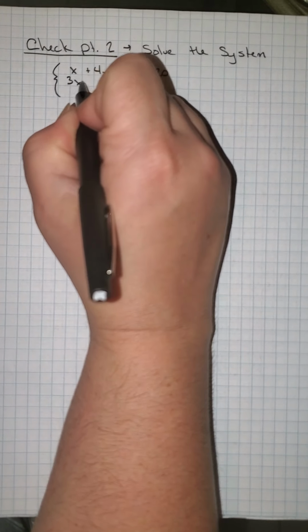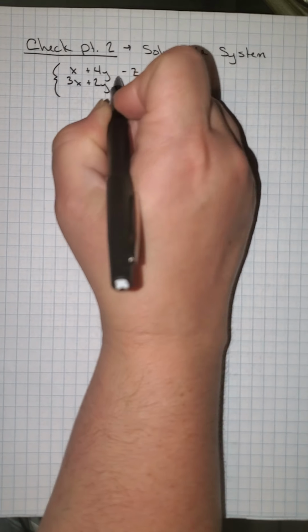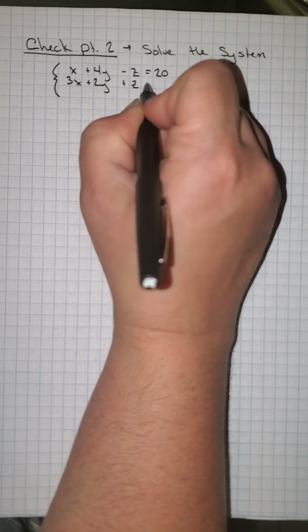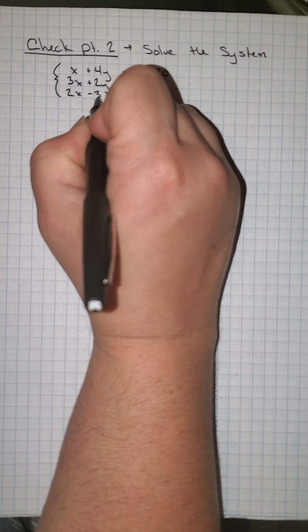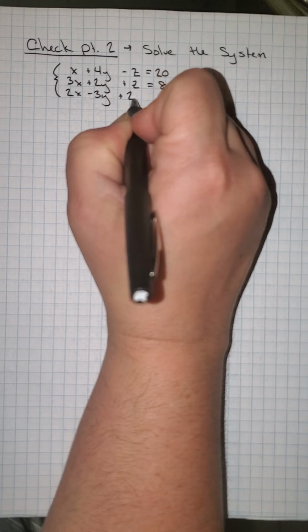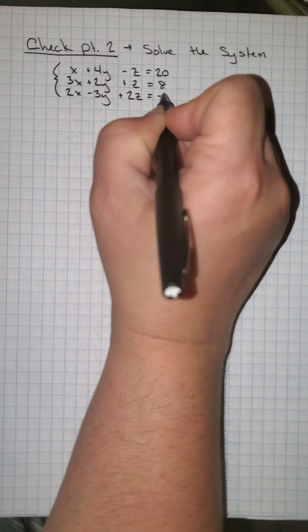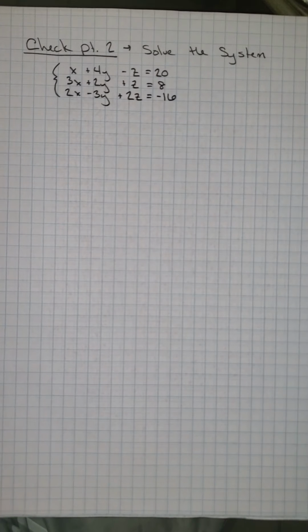All right, so 3 equations. And 2x minus 3y plus 2z equals negative 16. These things are the whole reason I cross my z's.